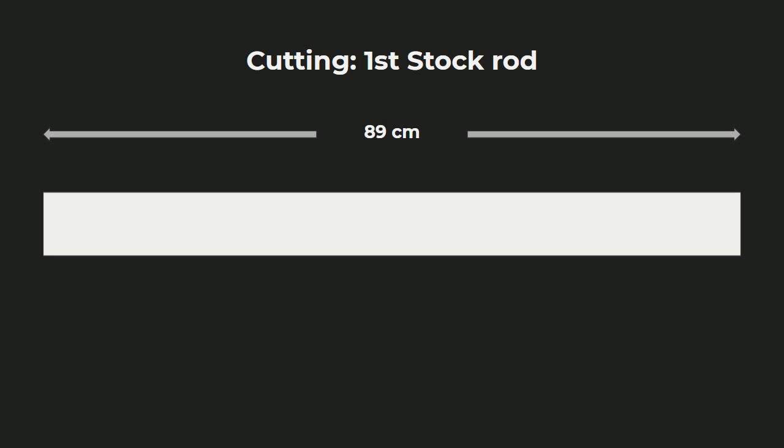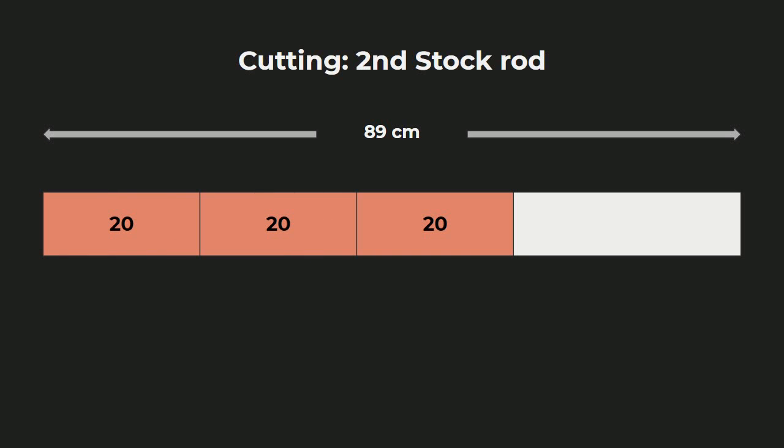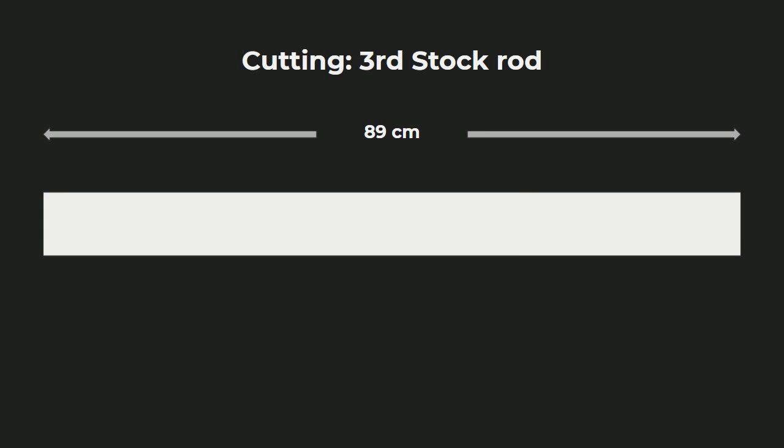From the first stock rod, we cut 45 centimeters and 25 centimeters, and we are left with 19 centimeters, which does not satisfy any of the customer demand. We move to the next rod for cutting. We cut 20 centimeters, another 20, and another 20, and we are left with 29 centimeters. Our last required rod is 35 centimeters, which cannot be cut from 29, so we have to cut another stock rod. We start cutting third. We cut 35 centimeters and we are left with 54 centimeters.